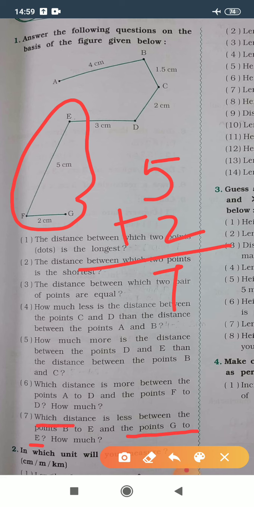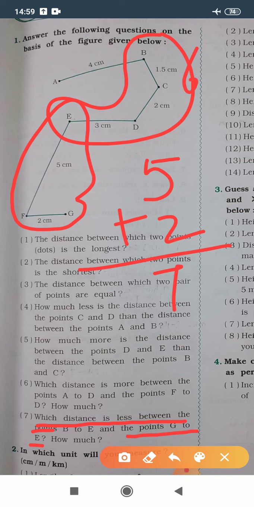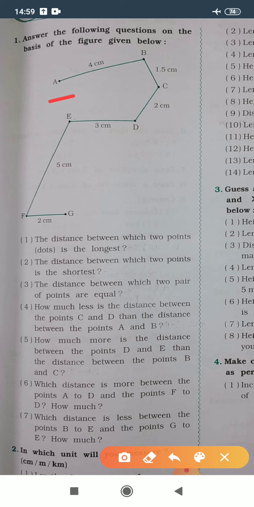So now which distance is less between the points? Which is less, from point B to E? How many? 6.5, as we have calculated before. Now we need to calculate the difference of these two numbers. For that we need to subtract these two numbers. So let's calculate. 7.0 minus 6.5.